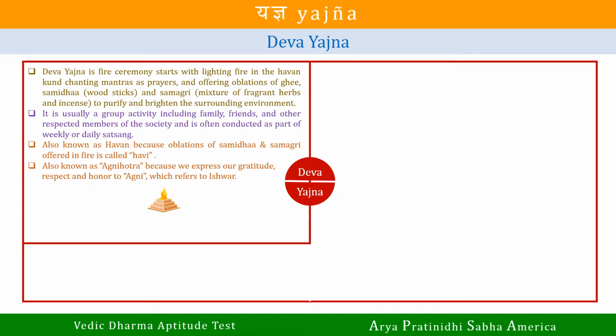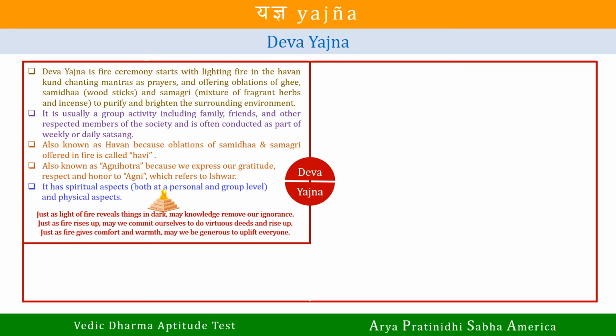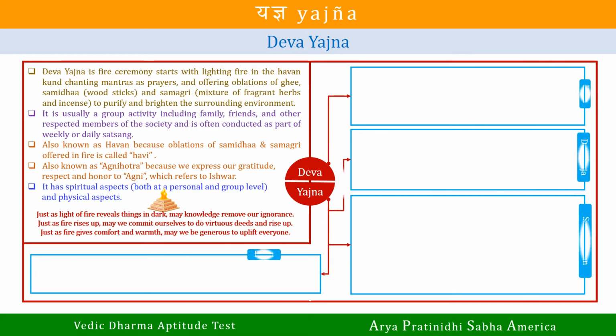So what does the fire symbolize? Just as fire reveals things in darkness, may knowledge remove our ignorance. Just as fire rises up, may we commit ourselves to do virtuous deeds and rise up. Just as fire gives us comfort and warmth, may we be generous to uplift everyone. So how does Dev Yajnya cover all three aspects of Yajnya: Dev Puja, Sangatikaran, and Dan? Sure, knowing that would certainly make sense at this point.